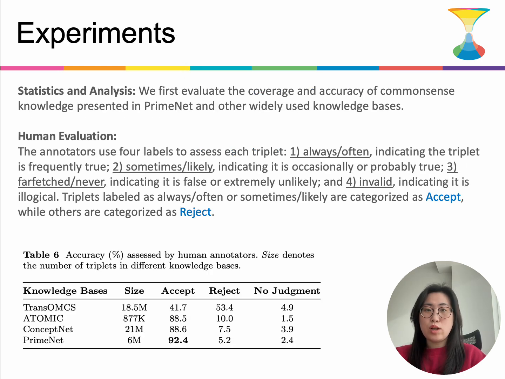After the PrimeNet construction, we conduct extensive experiments to verify the quality of PrimeNet. We compare PrimeNet with other widely used knowledge bases in terms of coverage, accuracy, and efficiency. First, we conduct the statistical analysis of PrimeNet with other knowledge bases. The human evaluation is used to test the accuracy of knowledge stored in PrimeNet. The performance is shown in Figure 6. It is observed that our PrimeNet has a higher accept rate compared with other knowledge bases.